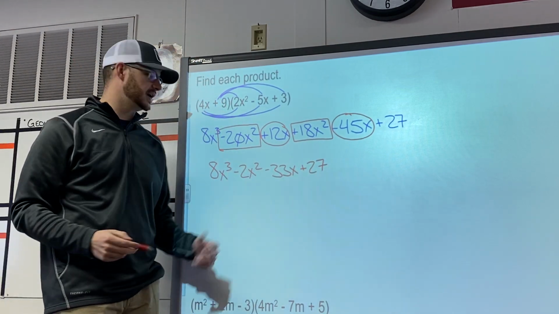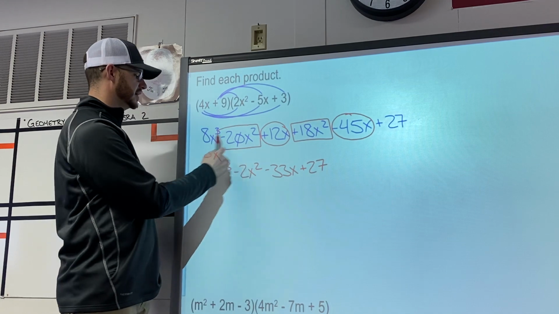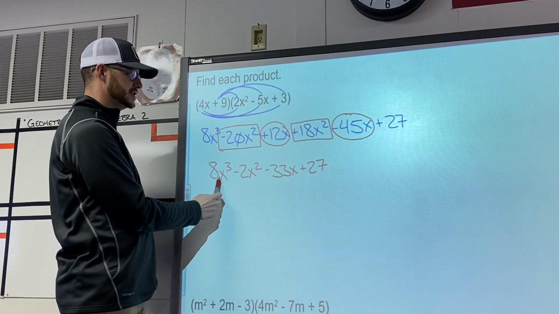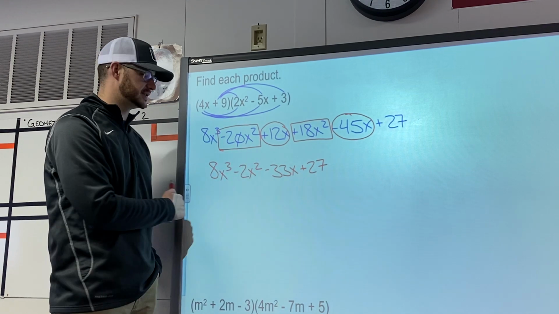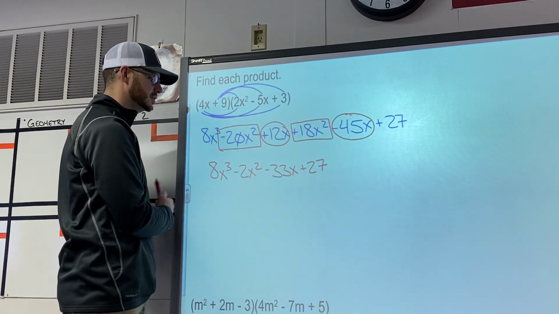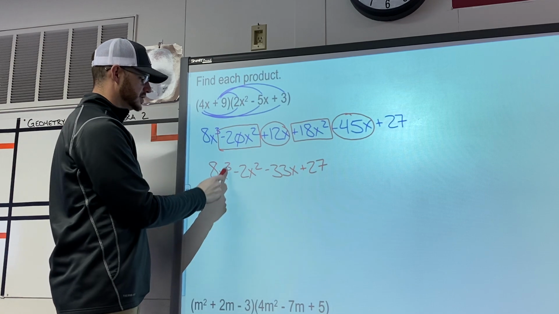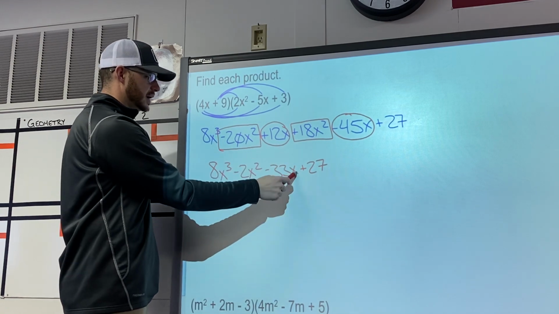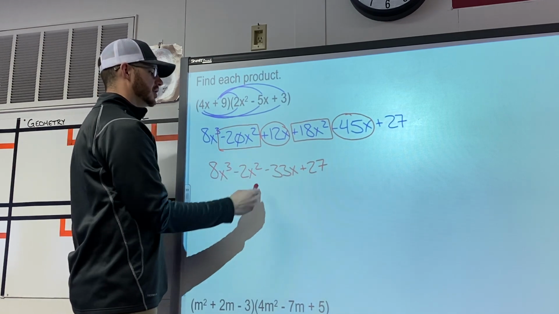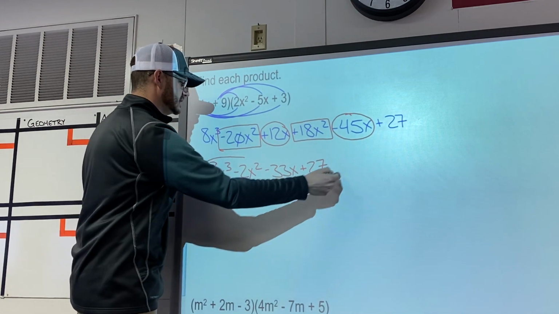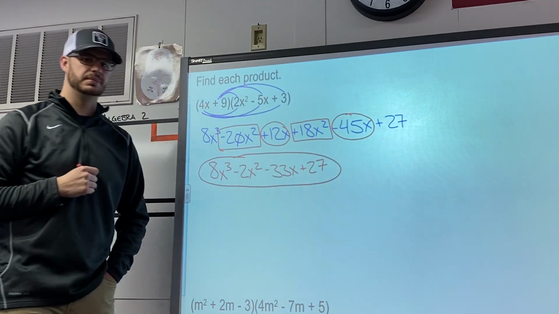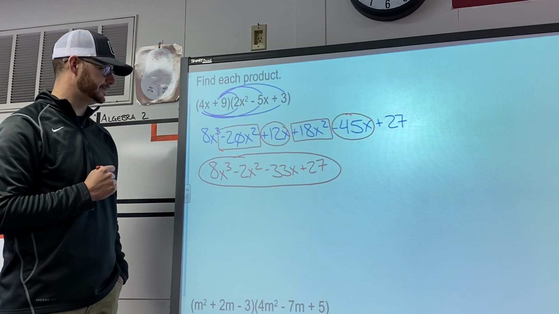To make sure you're done, you want to check first: do you have any like terms that can still be combined? In this case, we don't. And then the last thing, make sure it's in descending order. So we've got x cubed, x squared, x, and our constant. So that is in descending order. That would be our final answer right there.